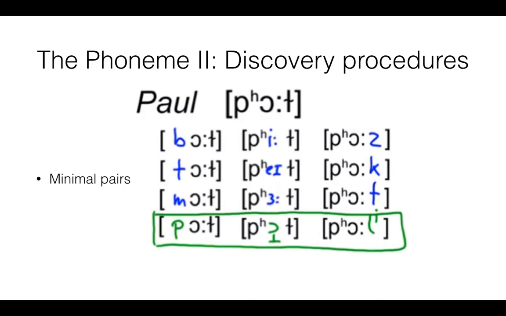So, the discovery procedure for different phonemes which are capable of distinguishing meaning is minimal pairs. Look for minimal pairs. If you have minimal pairs, then you can talk about phonemes. But if you don't have minimal pairs, and you have instead phonetic similarity and complementary distribution, then these are not separate phonemes, but allophones of the same phoneme.